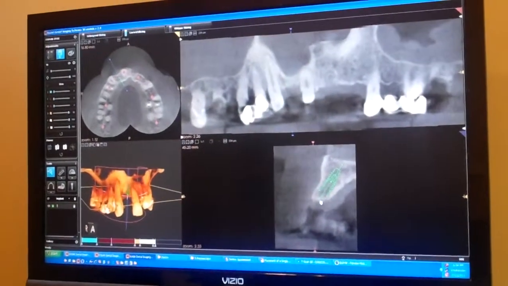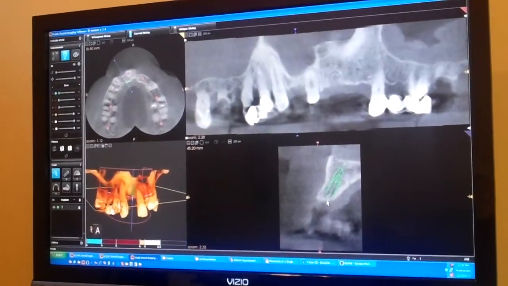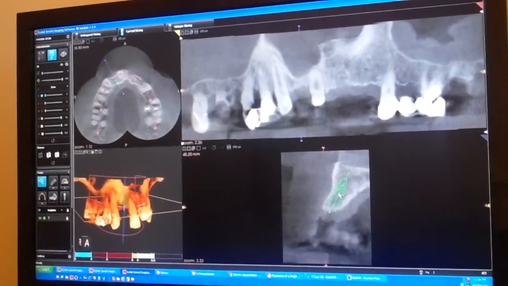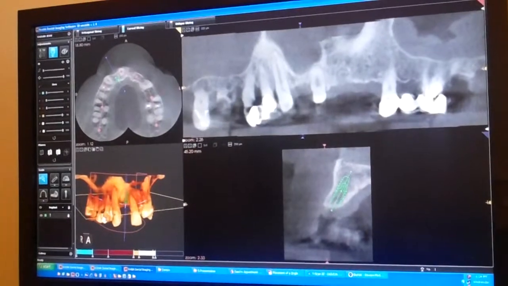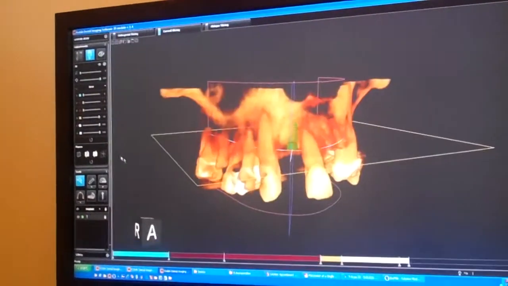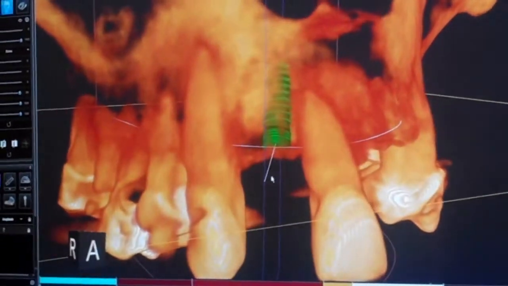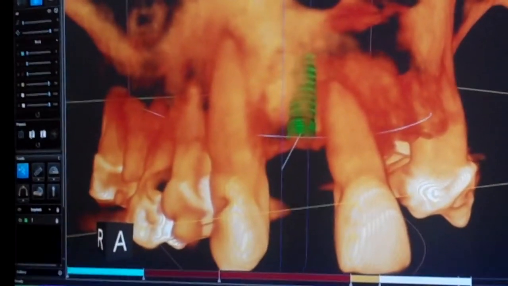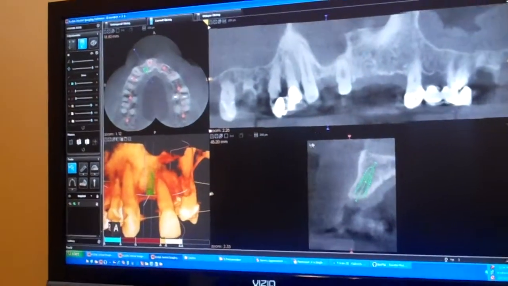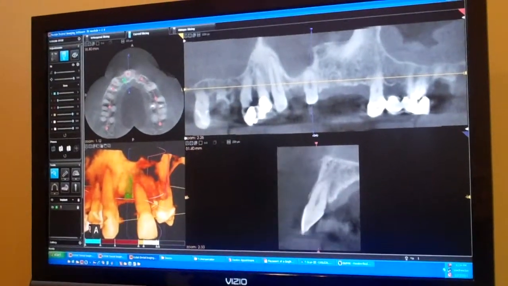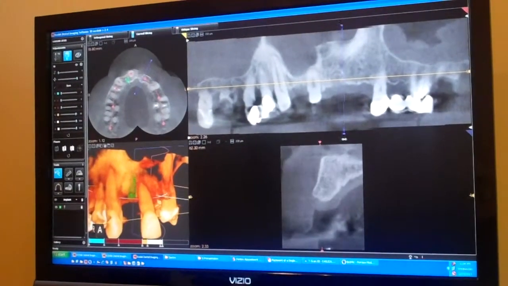And as you can see, for the case of discussion here, I'm placing one just for the sake of discussion, that this particular implant would fit fine in this area, and then we can actually physically see where that implant would be. And then we can plan out the rest of the cases. We can also study where in specific areas if sinuses are involved or if nerves are involved.